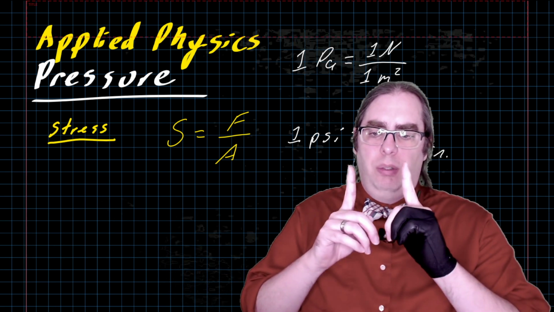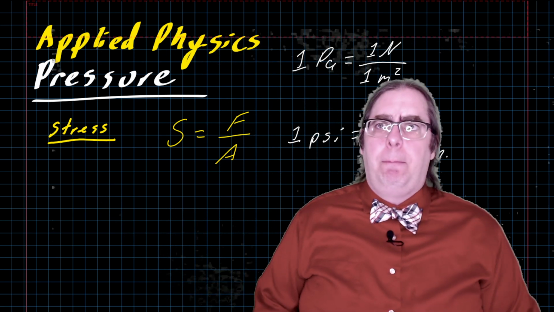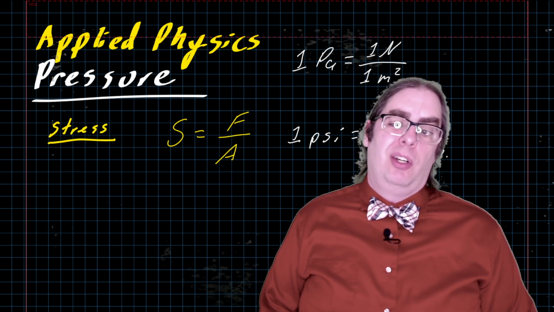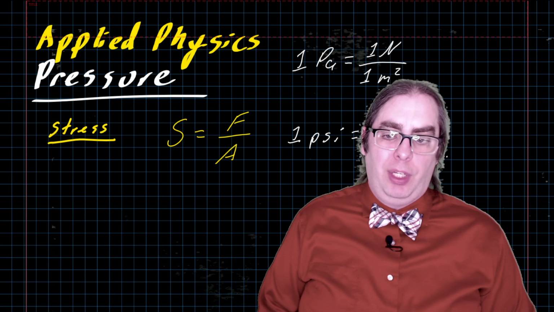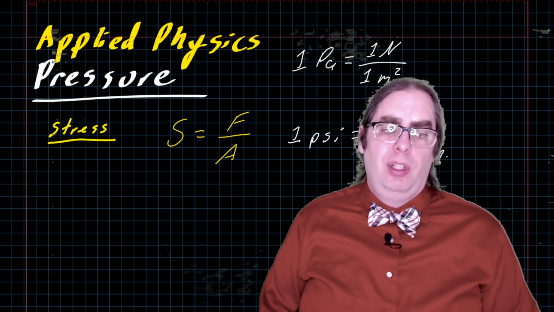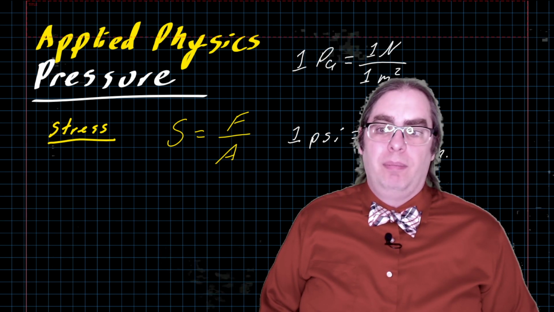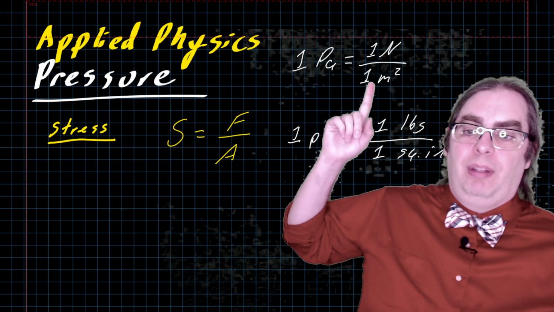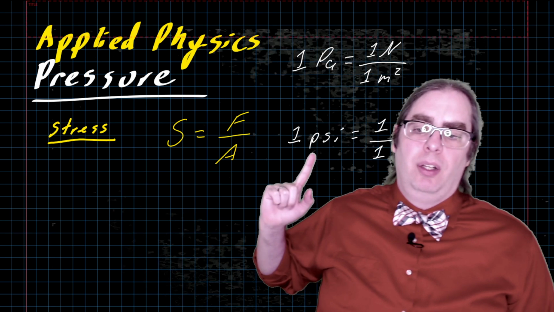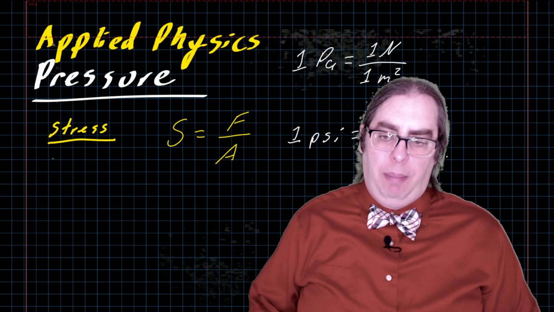A square inch, by contrast, is about that by that. A meter is close to a yard, and a yard is 36 inches. Let's round that up to 40. So a square 40 inches by 40 inches would be 1,600 square inches in a square meter. Right? So we're dividing by something 1,600 times bigger up here than down here, which means that a pascal is a much smaller amount of force than a PSI.